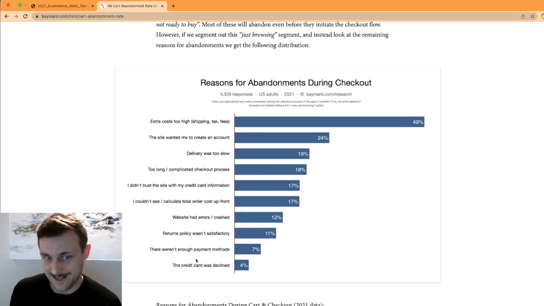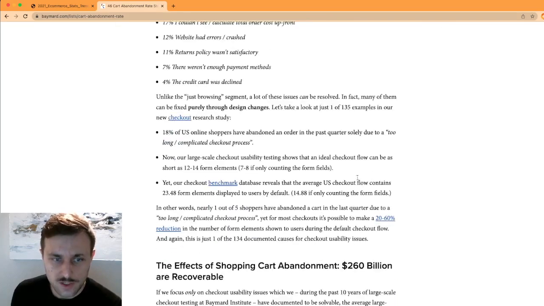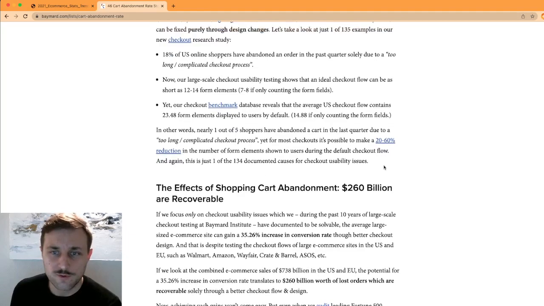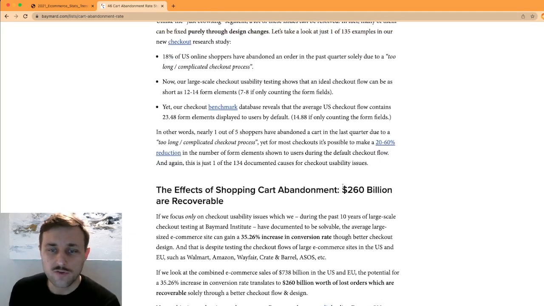And lastly, credit card was declined is 4%. So not sure if you can do a lot about this one, but you'll see there are many more above that which have very high percentage of reasons for cart abandonments that you can work on or improve or help alleviate. And lastly, you'll read if you want, they give some advice, but basically what they say is by working on some of these, you could save $260 billion in total, which are easily recoverable by making a few changes.